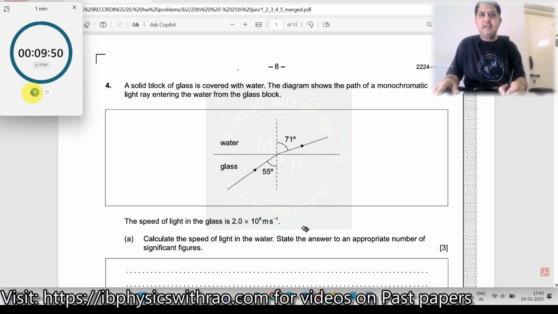Okay, it's given here. This is an incident ray, this is a refracted ray. This is glass, which means what is the refractive index? As we know, it is 1.5. For water, it is 1.33. Which means the ray is going from a denser medium to a rarer medium.